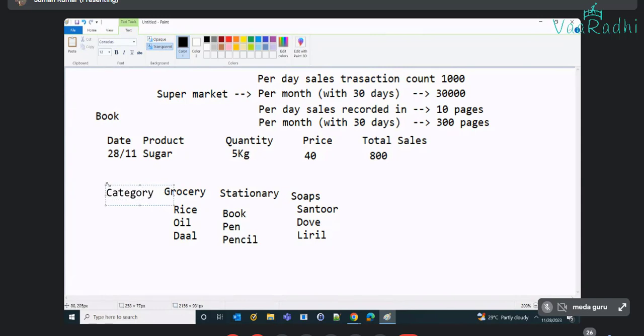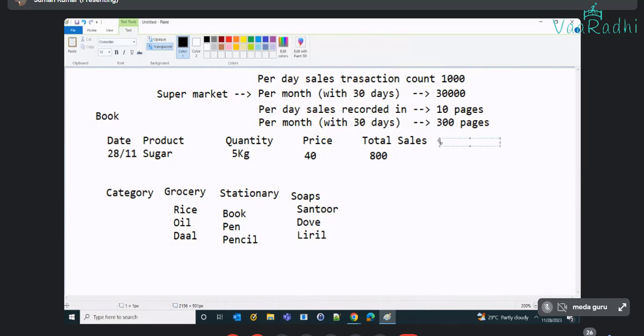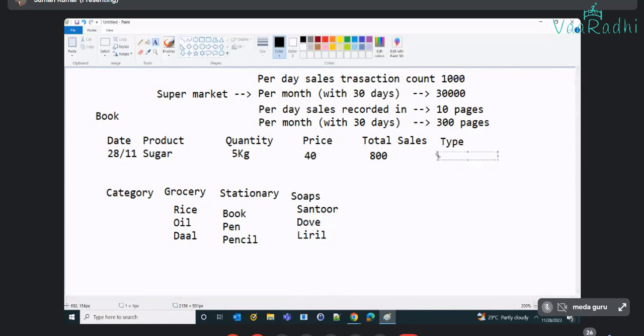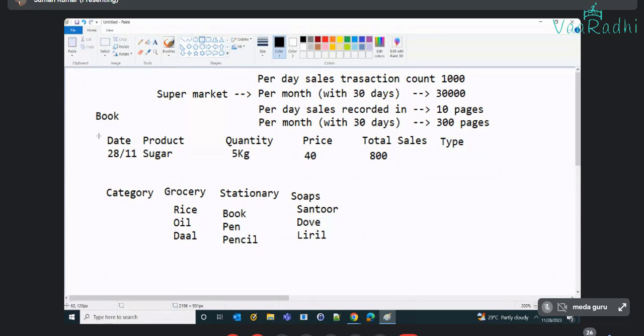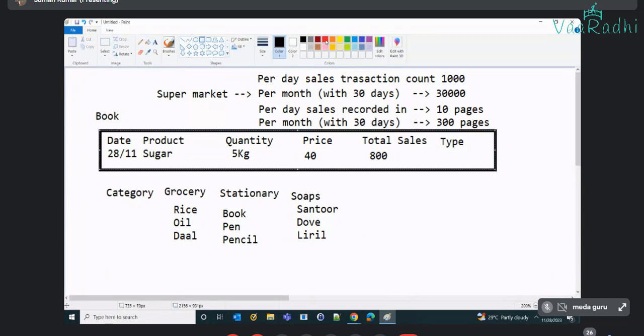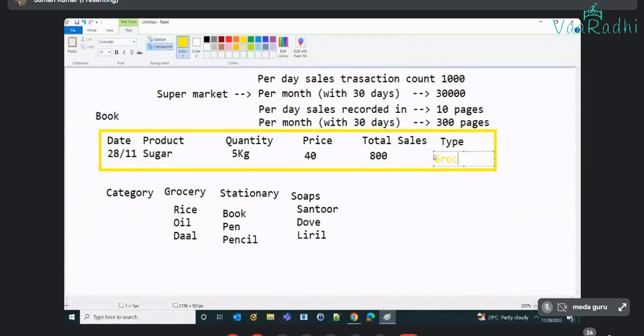This is called category. Now you are not going to maintain any. Sorry, I'll be maintaining type, product type also here. Product type. Now tell me, this transaction comes under which category, guys? Grocery. Perfect. This comes under grocery.